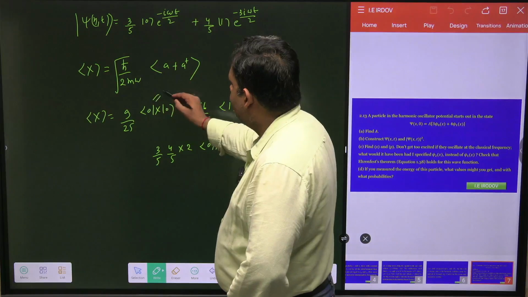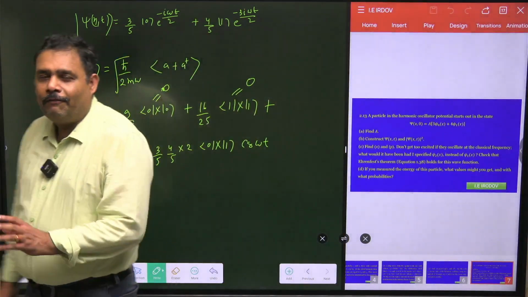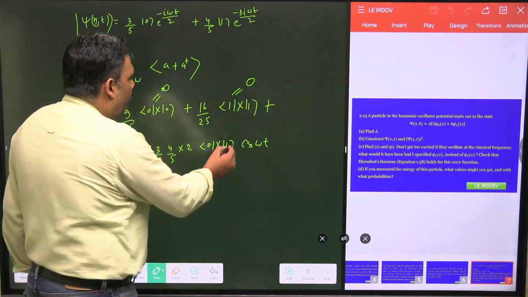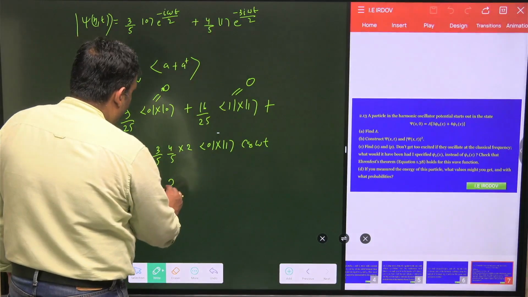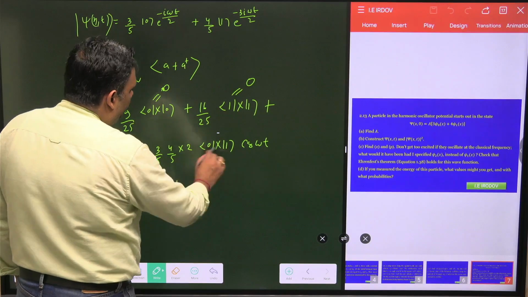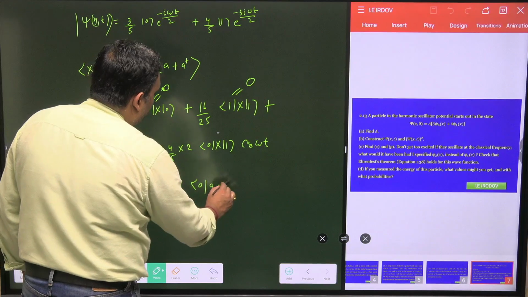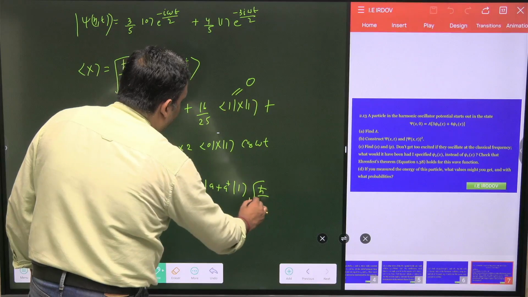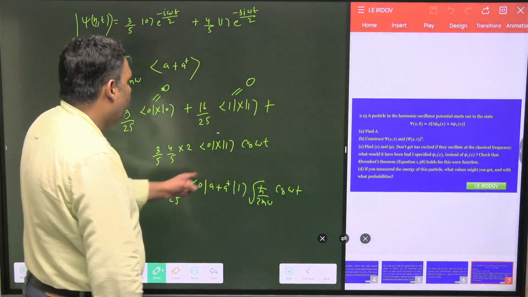This term is going to be 0 because we know that the average value of x on any stationary state for the harmonic oscillator is 0. Our duty is that we have to only calculate this one. So what is this particular term? This is 24 upon 25. And this value, when we calculate 0 and A plus A dagger, and 1 is there, and the dimension quantity is h cut upon 2m omega, that is cos omega t. So what will happen? This value is 1.